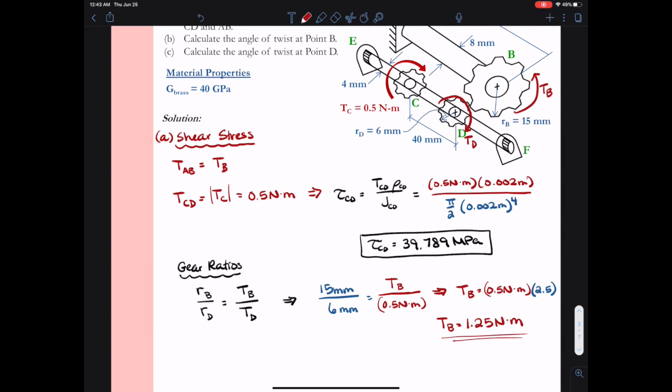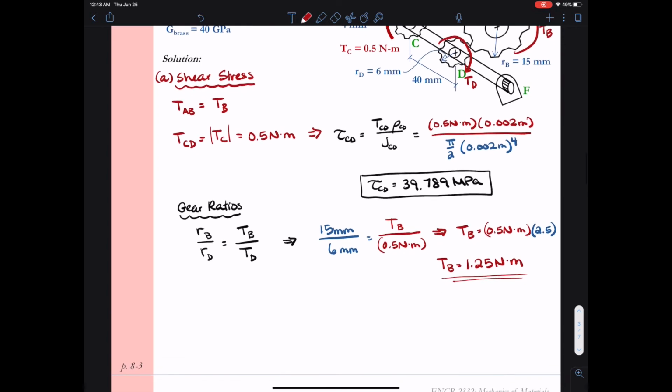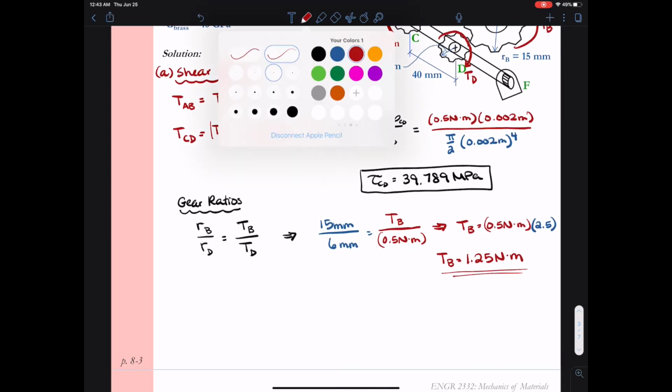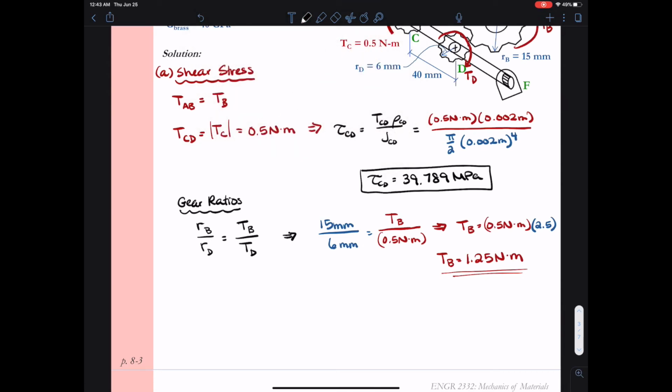All right, so hopefully you have an appreciation now for how we can amplify the torque from one gear shaft to another just by changing the radius of the gears where they interlock with one another. We can go through and do our shear stress formula for segment AB. That's going to be the torque on segment AB times rho AB over the polar moment of inertia of AB.